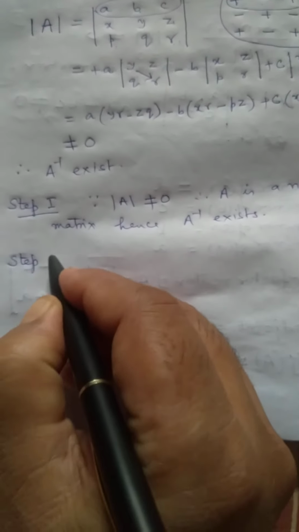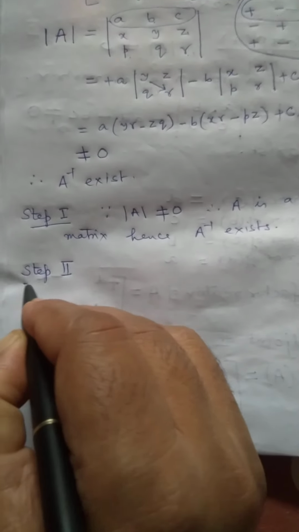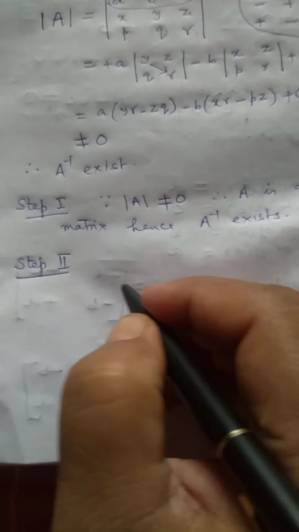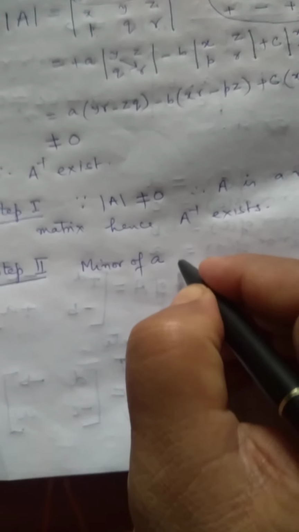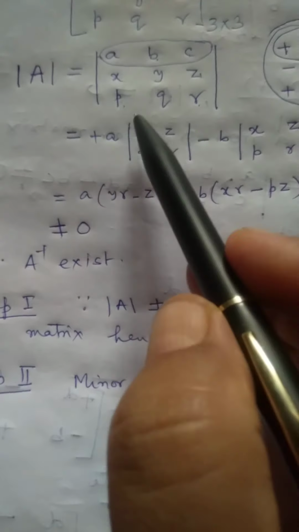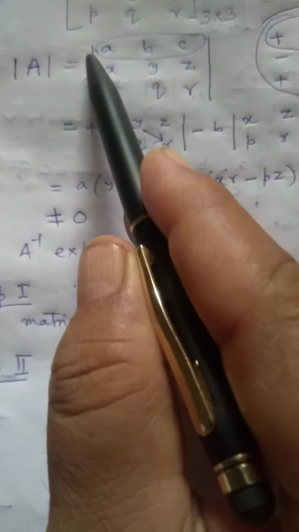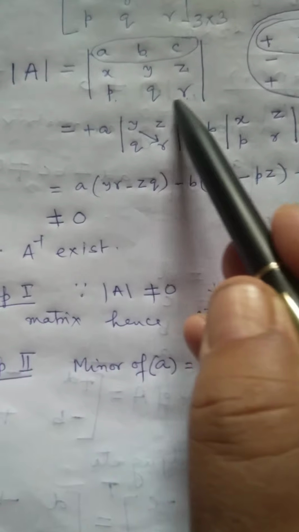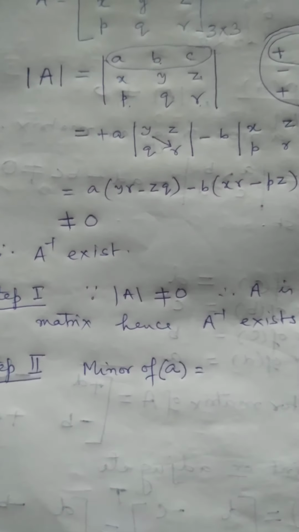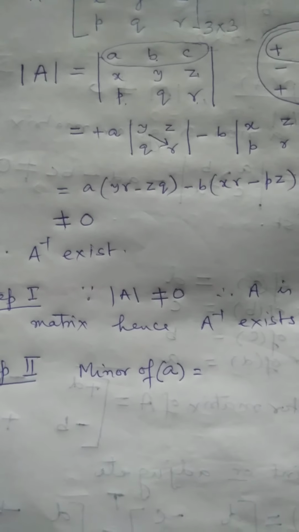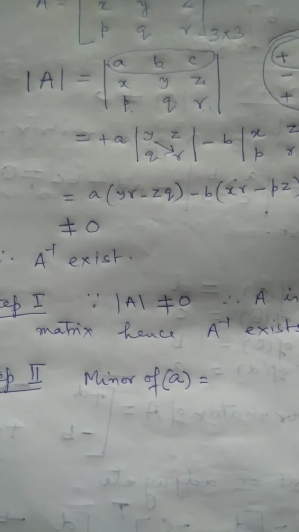Step 2 is for finding the minors of each of the elements. Now, how to find the minor? We start with the minor of A. Remember, this A should be written in a bracket. Now, in the original matrix, delete the row and column in which A lies. In a 2 cross 2 matrix, you will have a single element left, so you can write that element directly. So it is easier to find the inverse of a 2 cross 2 matrix.